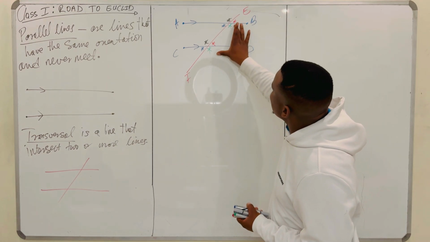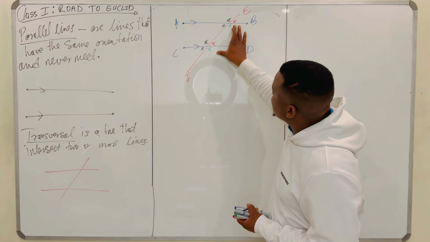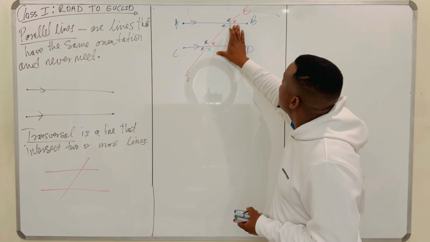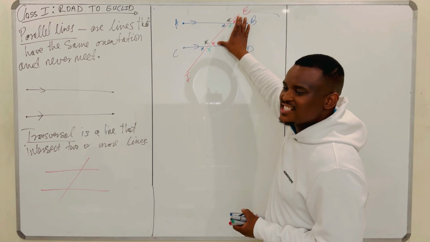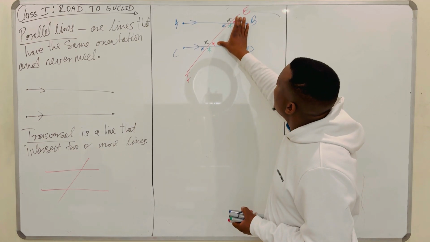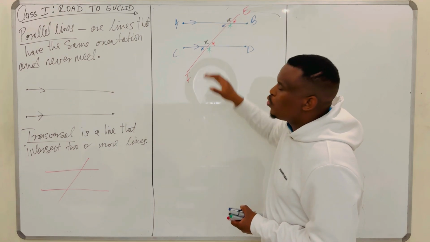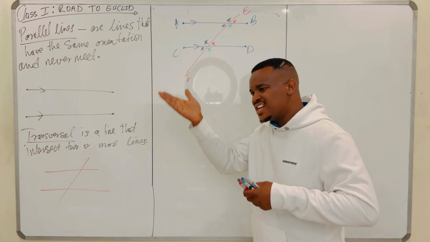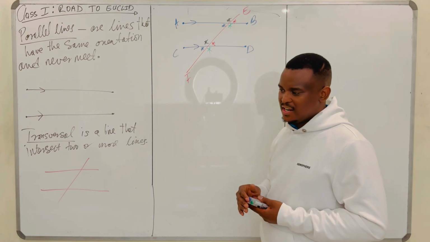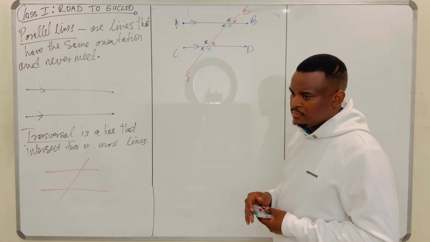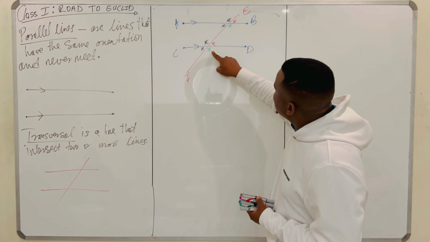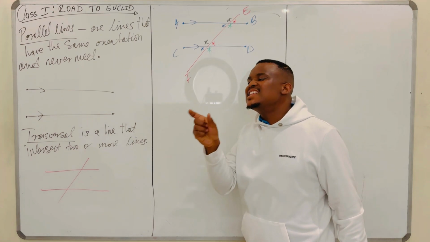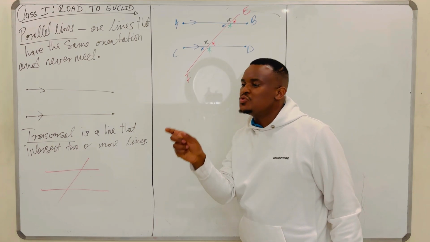So this angle and this angle are sitting in similar positions, because they are both on the right hand side of the red line and below the blue line. And these ones are on the right hand side of the red line and above the blue line. Those angles that are sitting in similar positions between the transversal and the lines are called corresponding angles. This angle and that angle are corresponding angles, because they're sitting in the same position in relation to the transversal and the line.